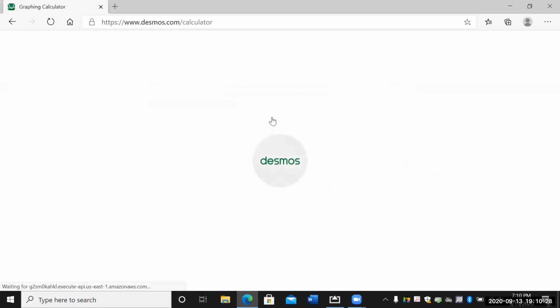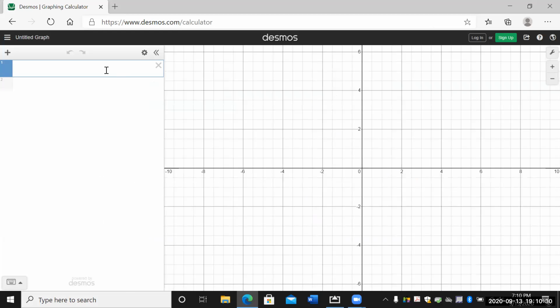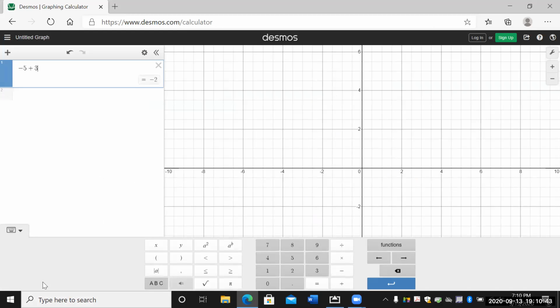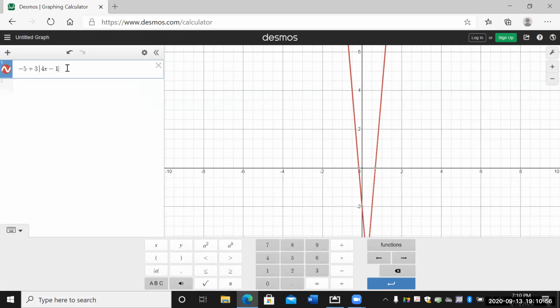Okay, and you're going to hit the graphing calculator. And we're going to put in the original problem. Okay, my original problem was negative 5 plus 3 absolute value. So we're going to come down here to the little left side of where it shows keyboard. And here we have absolute value. I have 4. Instead of W, we're going to put X minus 1. Close absolute value. So we're going to put the left side. So notice negative 5 plus 3 absolute value of 4X minus 1 is on the left side.